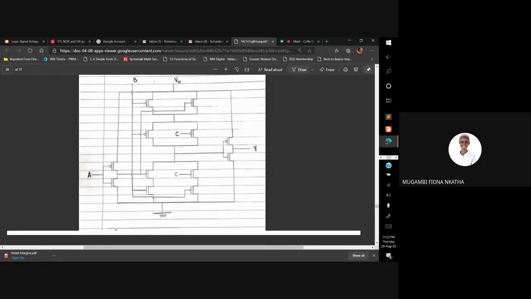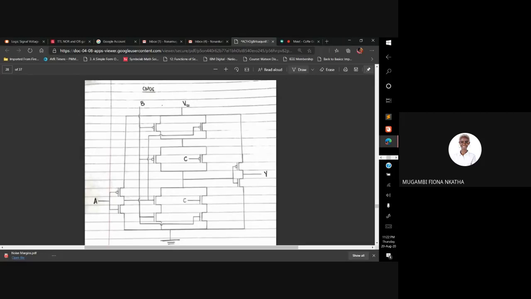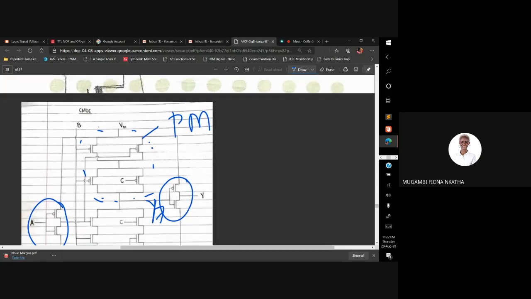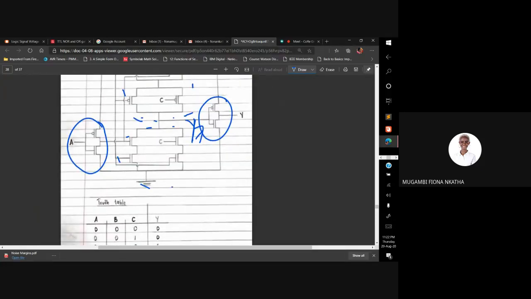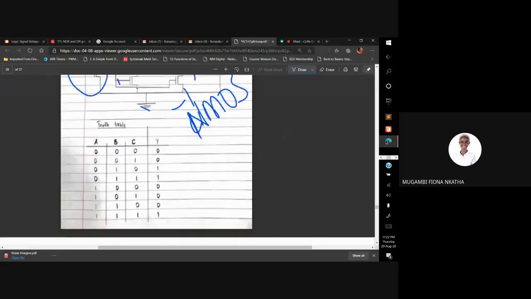I hope you can all see. So this is the inverter here for A. This inverts A and it becomes not A. And then this is where our Y bar becomes Y. And we note that this part up here is the PMOS, and this part down here is the NMOS. Then when you combine both of them, you get the CMOS.